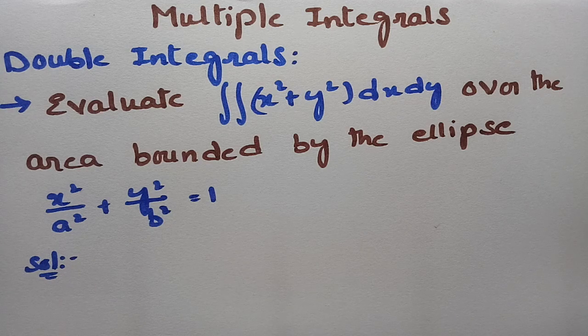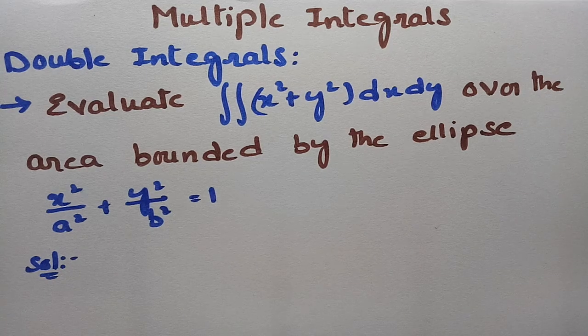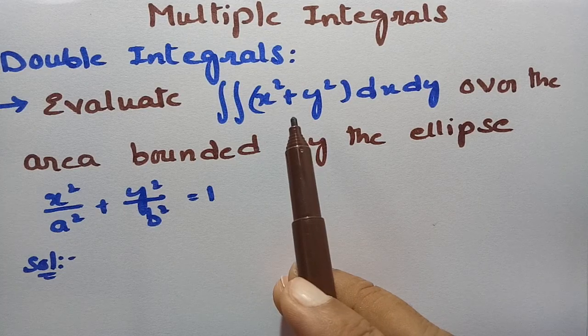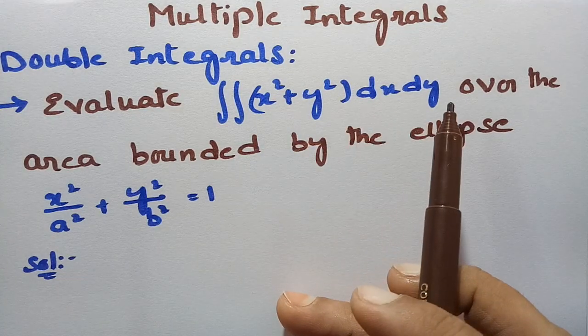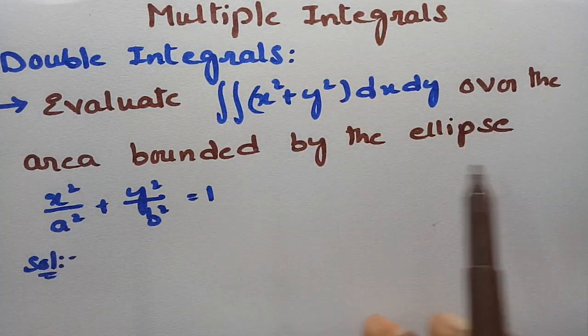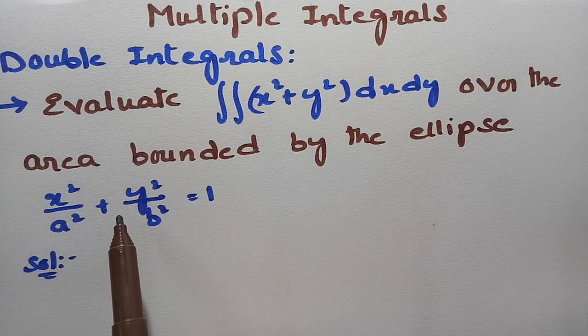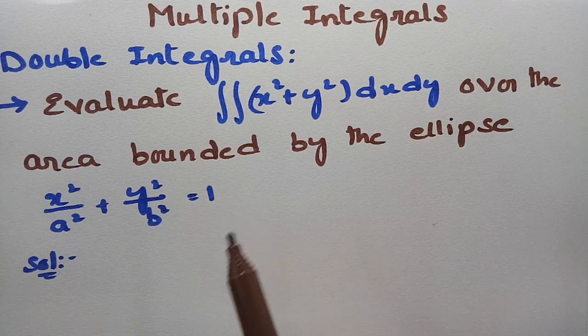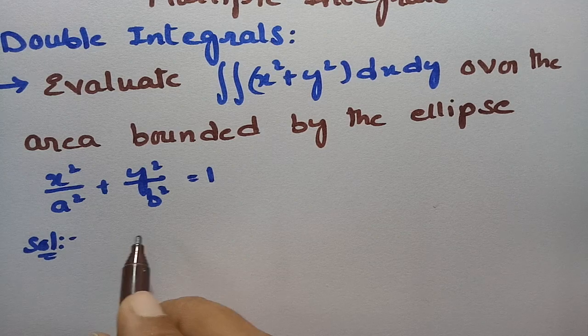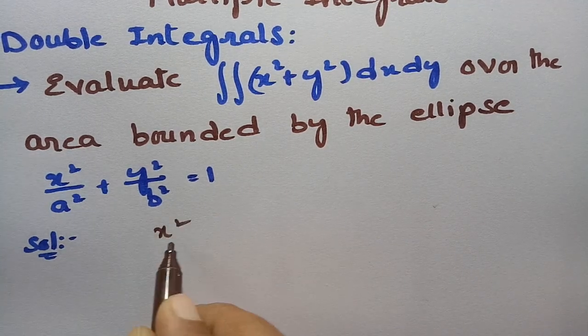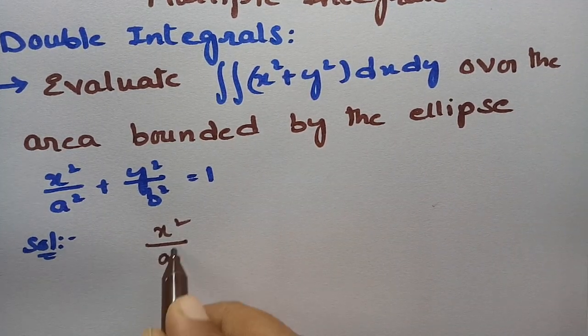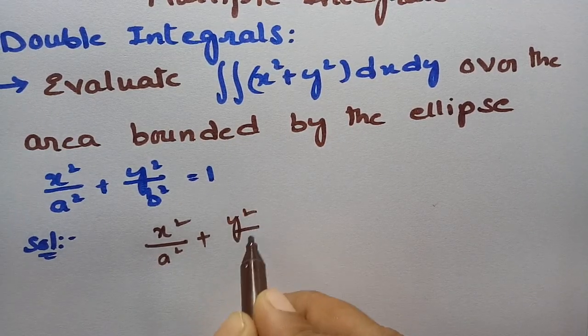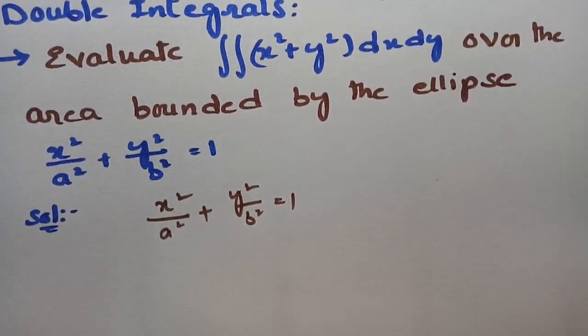And now let's get started to solve the problem on the screen. So we have to evaluate the double integral of x square plus y square dx dy over the area bounded by the ellipse x square by a square plus y square by b square is equal to 1. So here in the solution it is given that it is bounded by the ellipse, that is x square by a square plus y square by b square is equal to 1.